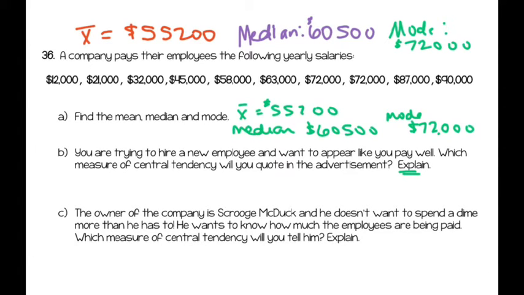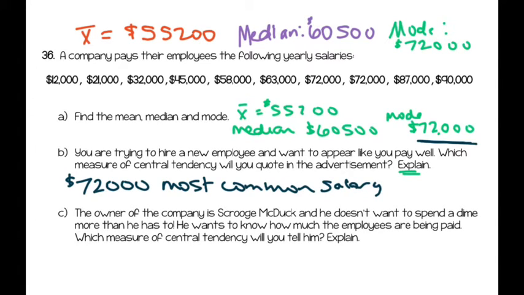Okay, hopefully you decided to use the mode because that's the highest, and so you want it to look like you pay a lot, and so that's the one you would use. But how you say that is going to be important. You're not going to say most people get $72,000 because that's not true. Out of all the people, 2 people got $72,000. So that's not a true statement. So how do you say it? You can say $72,000 is the most common salary. That's true.